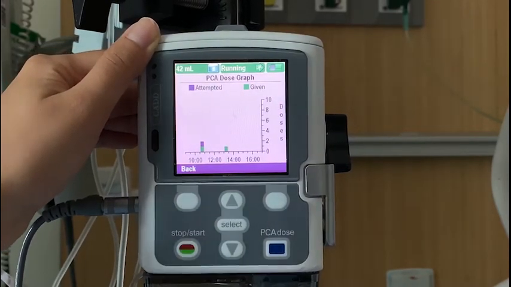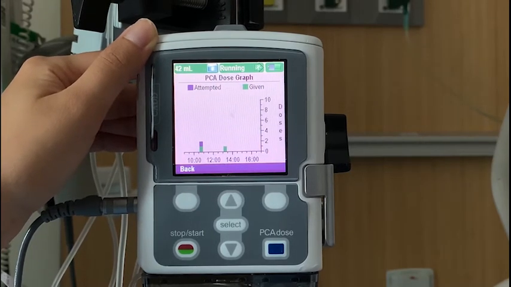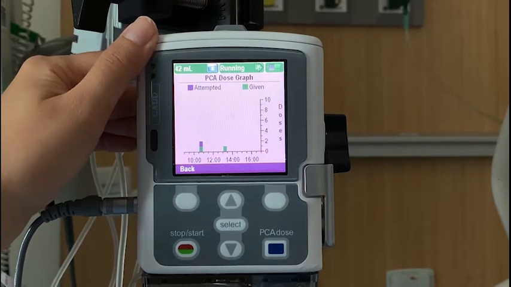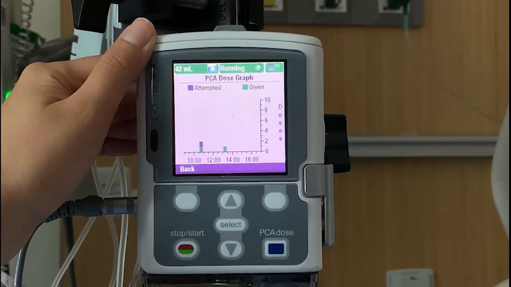Here you will see a bar graph which shows the amount of medication delivered over the past 8 hours as a PCA dose, as well as the amount of attempts which occurred during the lockout period. This can be a useful tool to determine if the PCA is being used appropriately. If there are multiple attempts during the lockout period, this is likely a sign of suboptimal use.